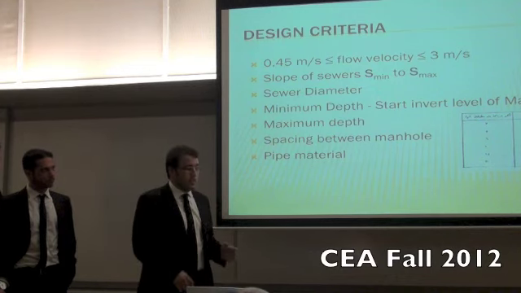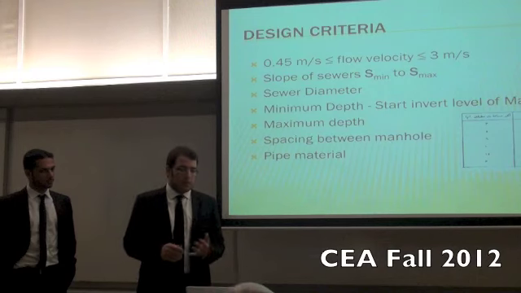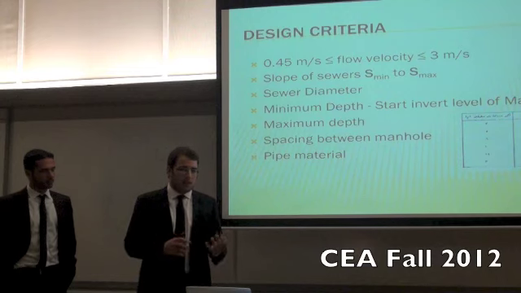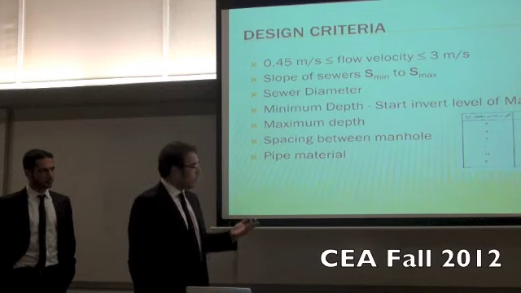The last thing we have is the pipe material. Again, we use PVC pipe materials because basically they're highly resistant to chemicals or anything during the flow. They have a low weight and they're economically good, they're cheap.